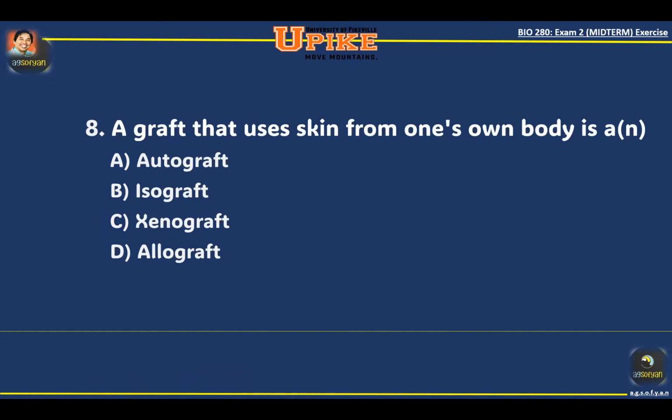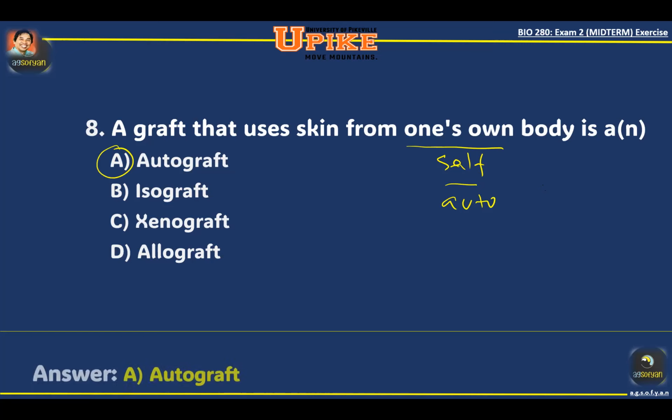Number 8, a graft that uses skin from one's own. So this is self, culture or self tissue, which is called auto, iso, xeno, or allo. Self also means auto. So therefore, it is going to be the autograft. Grafting from our own tissue, like a skin graft.